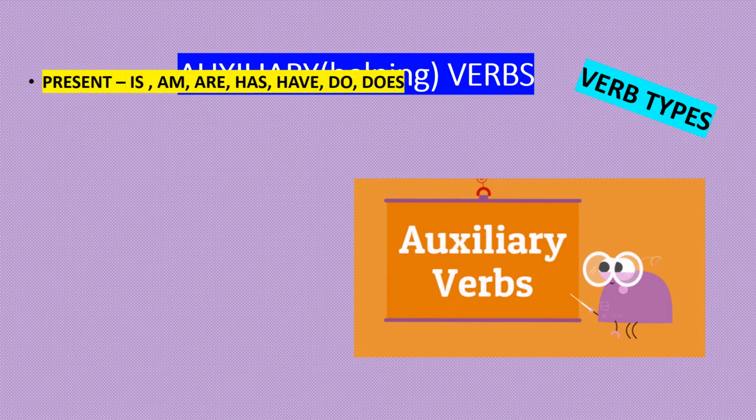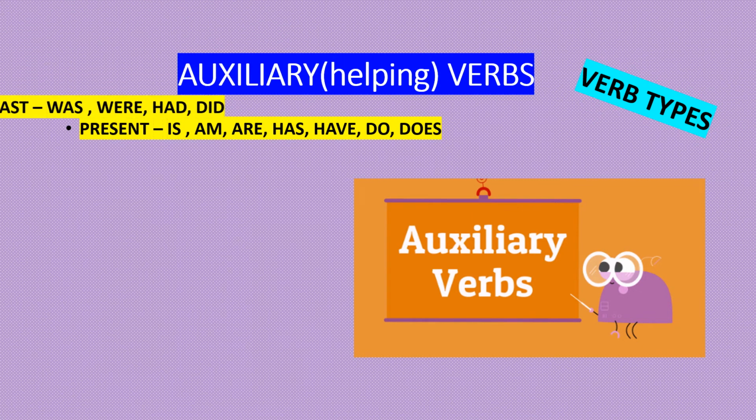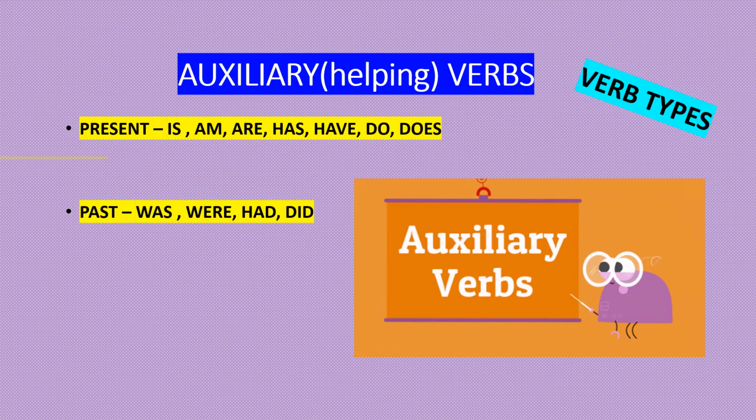So here, there are two types of verbs as we earlier discussed. The first type is an auxiliary or helping verb. Now, an auxiliary or helping verb is used with the main verb to help express the main verb's tense, mood, or voice. The main auxiliary verbs are divided in three categories.